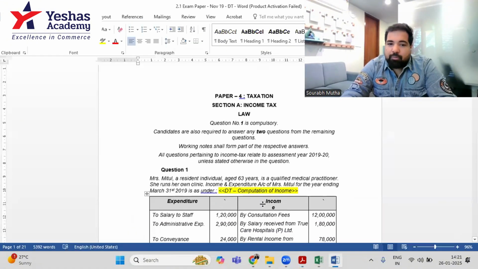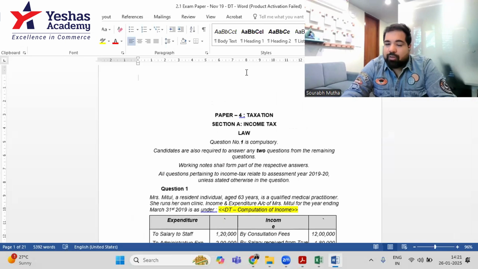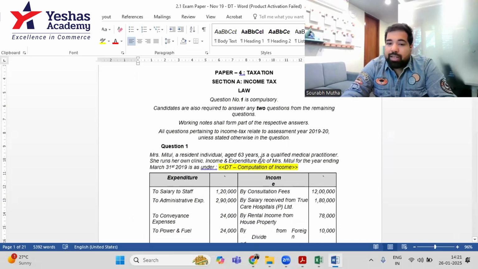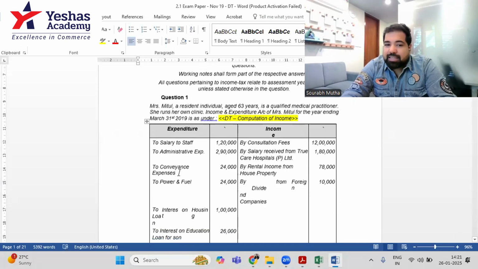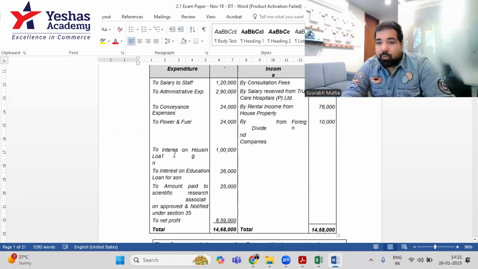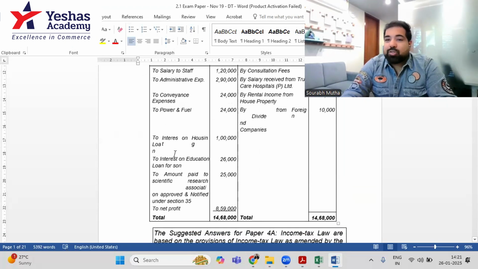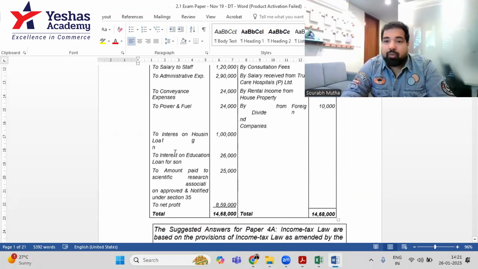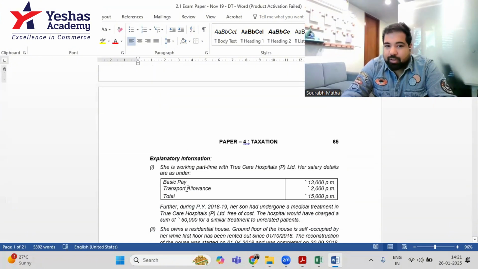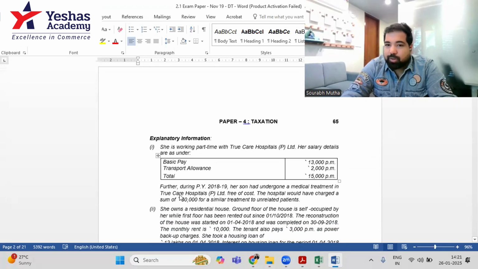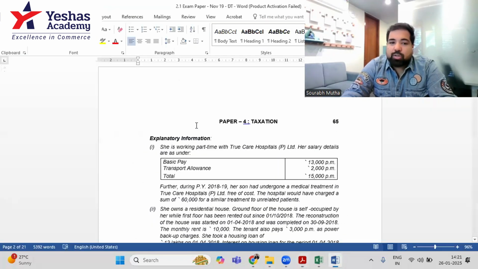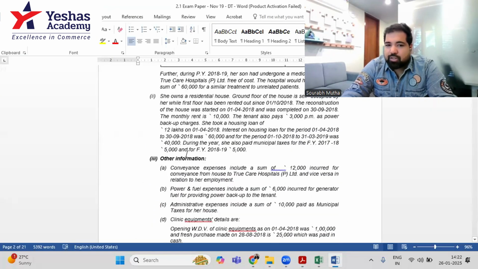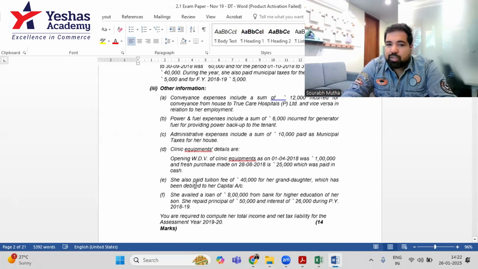Surprise, surprise. Mrs. Mithil, this is a November 2019 paper, where it is the same consultation, salary, rental, dividend, exact same. And you guys are wondering whether ICI questions can be very unpredictable. No, this is very predictable. If you've done this in class, you solved it in your notes. Interest on housing loan, exact same. Basic pay, transport allowance, true care hospitals. Only thing is instead of true care hospitals, now it is only care hospital. So a lot of similarity, residential house, and a lot of other things here which are common.